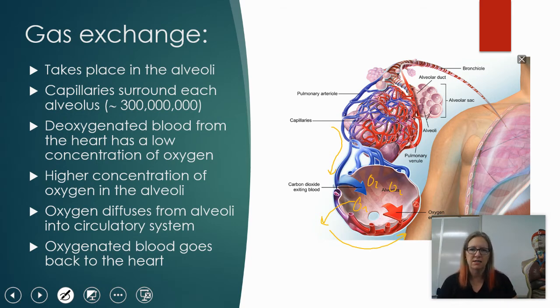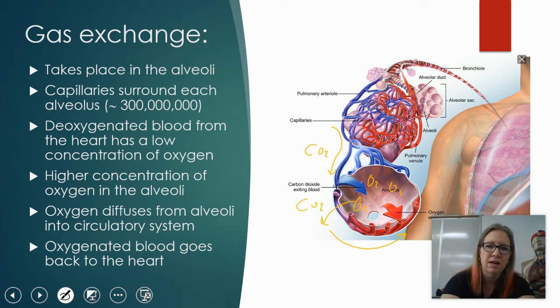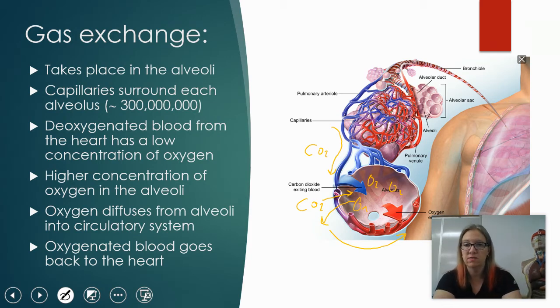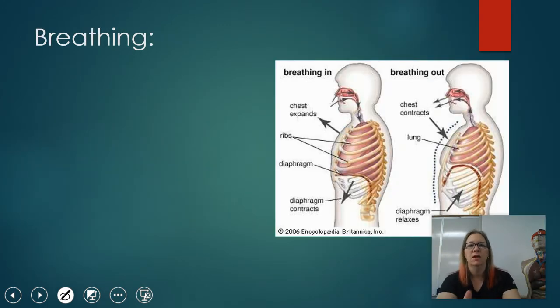Well, I mentioned carbon dioxide as well. So these blue ones might have very little oxygen, but they have a lot of carbon dioxide, okay? So that high concentration of carbon dioxide is going to diffuse into the alveoli, because there's a very low concentration of it there. So they're trading places. High concentration of oxygen leaves the alveoli, high concentration of carbon dioxide in the blood goes into the alveoli, and then you exhale and you get rid of it. So awesome.